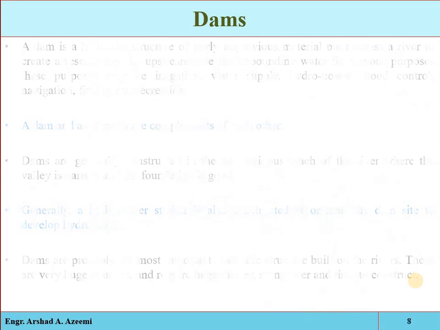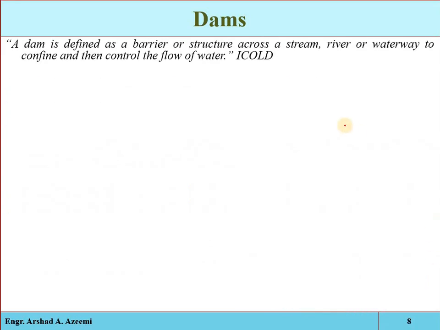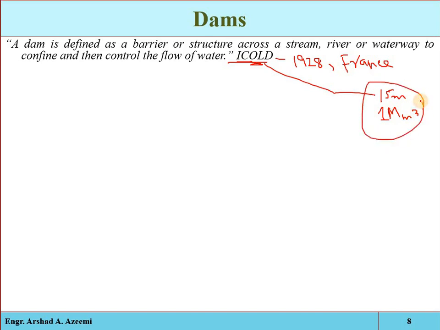So these come into limitations, but we have to look into the advantages which can be achieved. Also, according to the International Commission on Large Dams, an international organization which was established in 1928, and its head office is located in France, there are different criteria. For example, one criterion is if the dam height is greater than 15 meters, or if a dam stores more than 1 million cubic meters of water, it will be called a large dam. So that is an organization which deals with large dams.